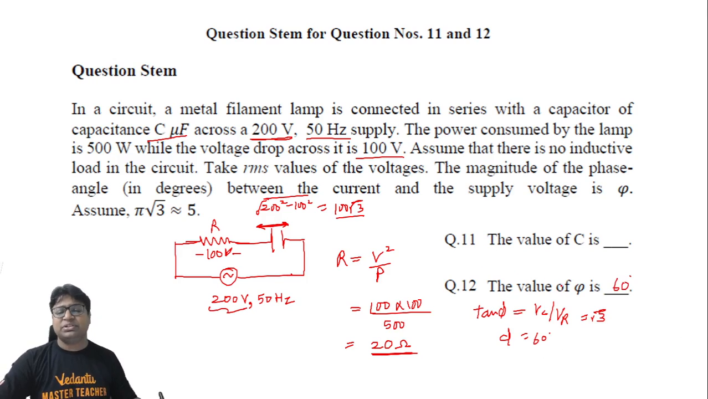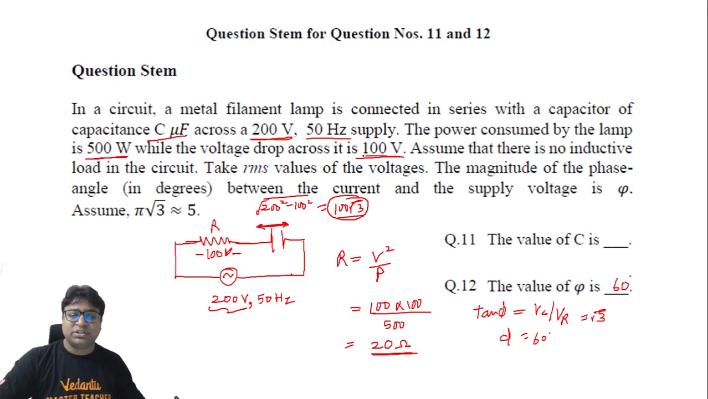The other thing, capacitance, we can calculate it easily because we know the voltage drop across the capacitor. Okay, and we also know the current in the circuit. How do we know that? Because the bulb is producing 500 watt and the voltage across it is 100 volt. That means the current here should be 5 ampere. Okay. So the value of voltage across capacitor is known. Okay, the current is known, so XC can be readily calculated.